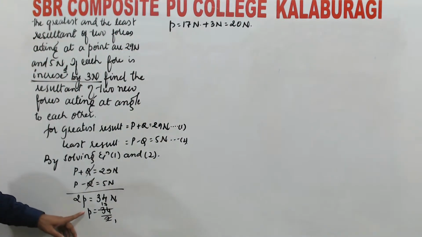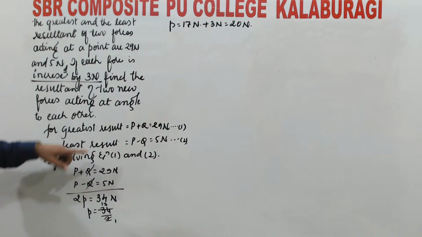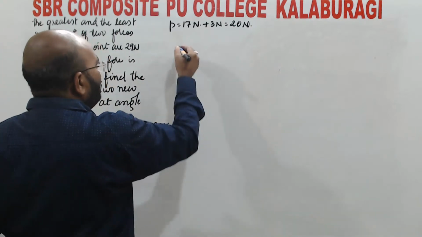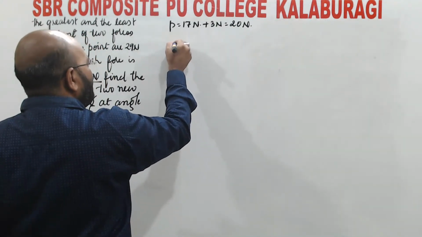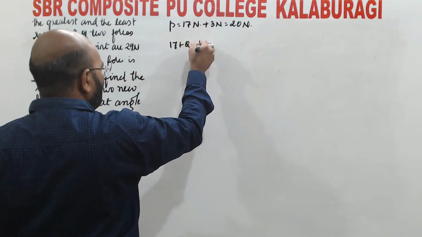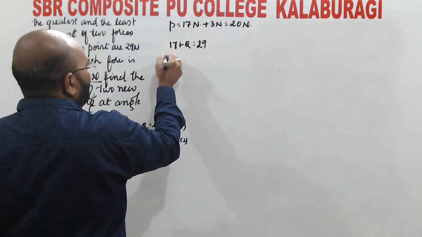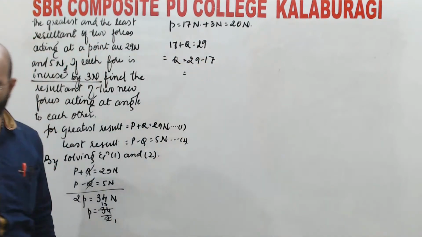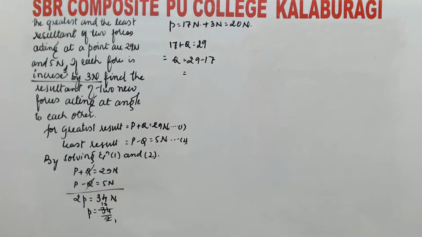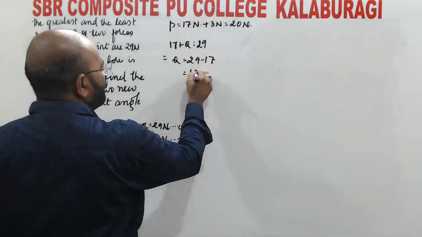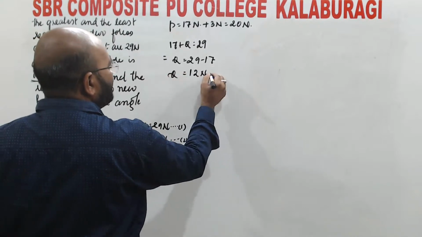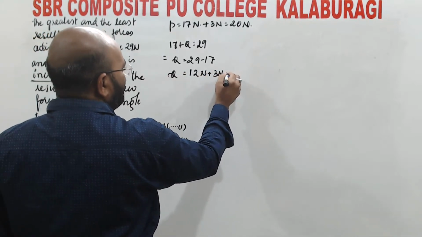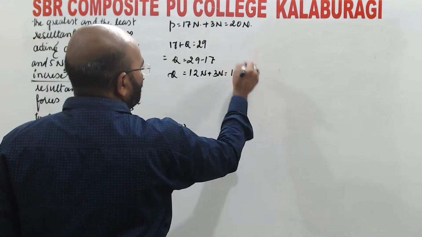Similarly, now substituting the value of P in any one of the equations. So what is the value of P? P value is 17 Newton. So 17 plus Q is equal to 29. Therefore Q is equal to 29 minus 17. How much do we get? 29 minus 17 is equal to 12. So we get Q value as 12 Newton. And now this value is increased by how much? 3 units. So 12 plus 3 Newton is equal to 15 Newton is the new force we got.